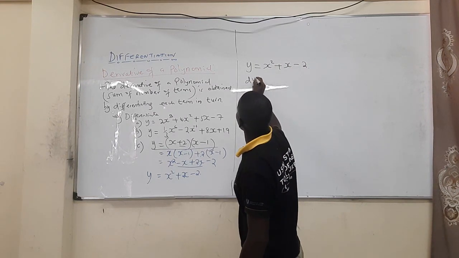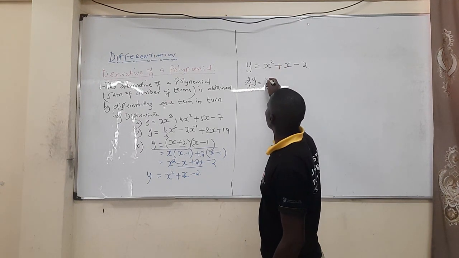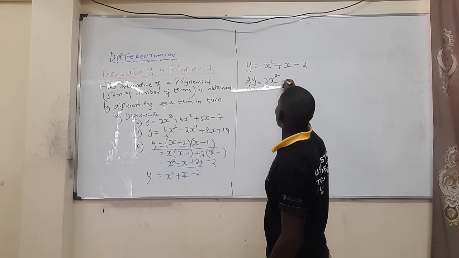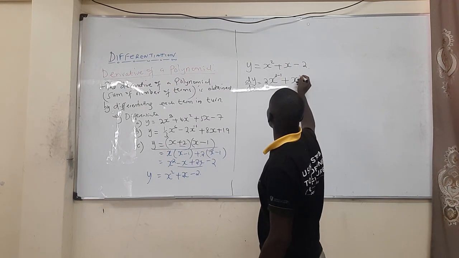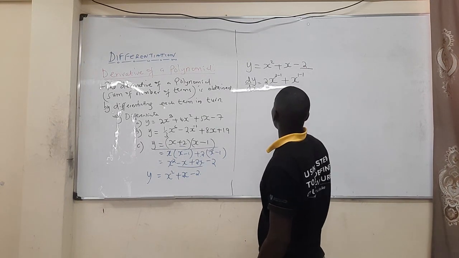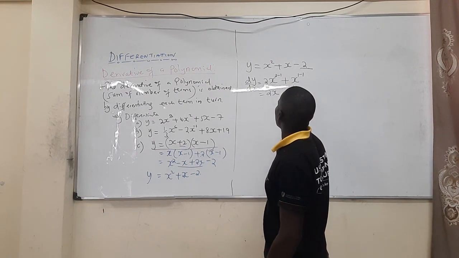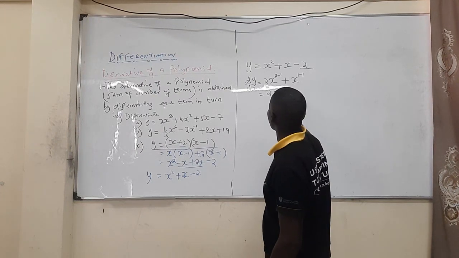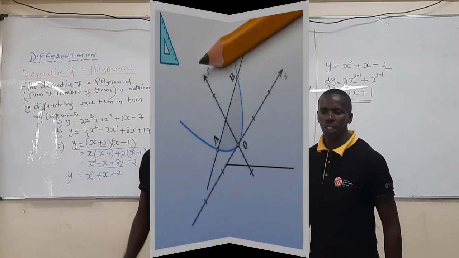So the derivative, that is dy over dx, the y prime, you're going to have 2x power 2 minus 1, then plus, this is 1 times 1 is just 1, so you're going to have x power 1 minus 1. This is a constant, so it's going to be 0. So you have 2x power 1, then x power 1 minus 1 is 0, so x power 0 is 1, so we add 1. So that's the derivative of that particular function.